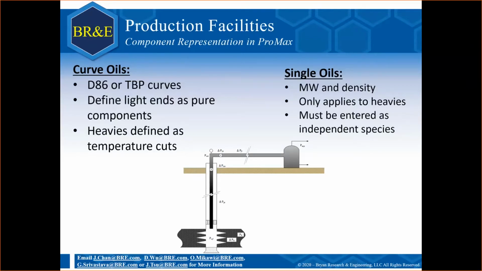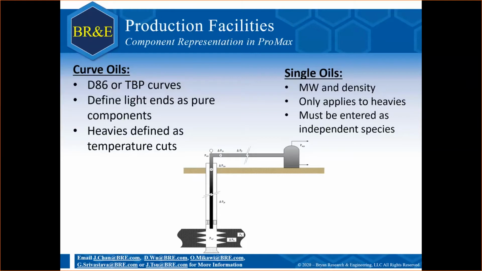So in the curve, you'll simply say what the volume boiled off or the volume fraction is, and set those temperature cuts. So when you see the composition in ProMax, the heavier components will be shown as the 200 Fahrenheit temperature cut, or the 300 Fahrenheit temperature cut.